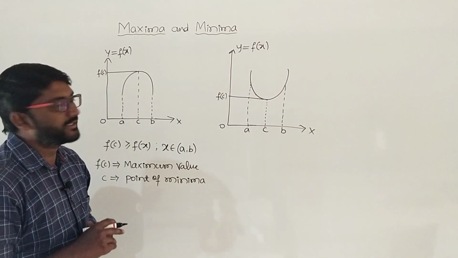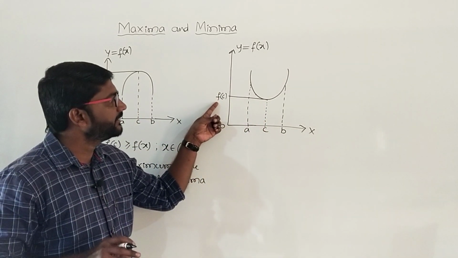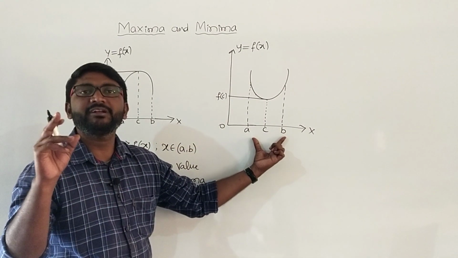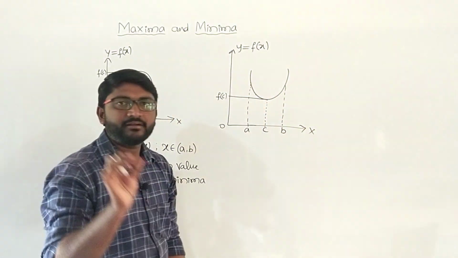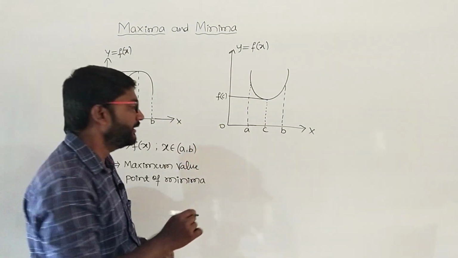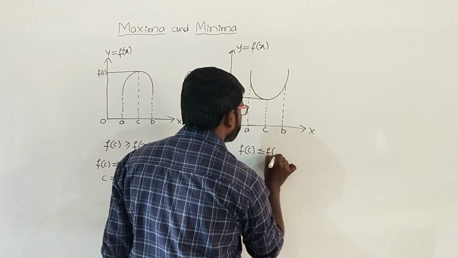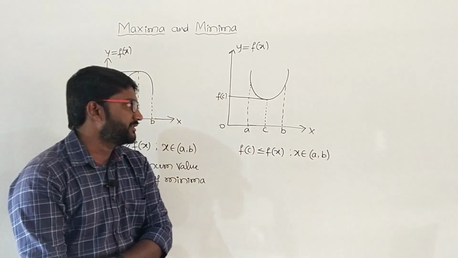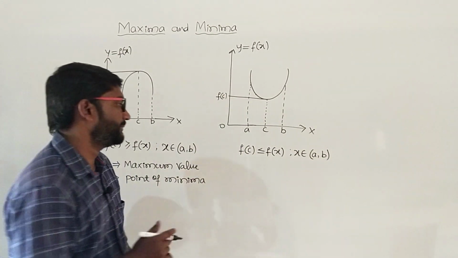Now come to the second graph. At the point C you are going to have the minimum value. That minimum value we have denoted by f of c. So here f of c is less than or equal to f of x for all x belongs to open interval a comma b. Considering these two points, this value is going to be lesser. At the point C both the values are equal, f of c equal to f of x. That is why for the minima we write f of c less than or equal to f of x for all x belongs to open interval a comma b. So here f of c is the minimum value and c is going to be the point of minima.